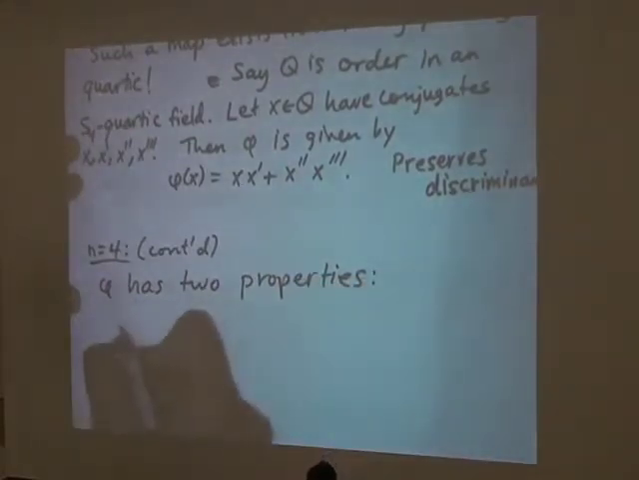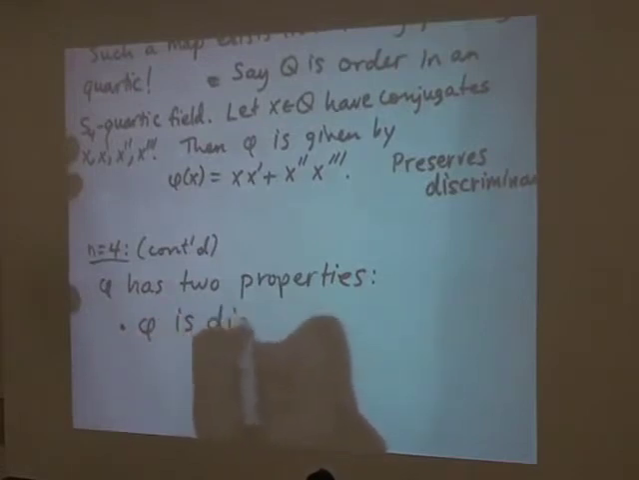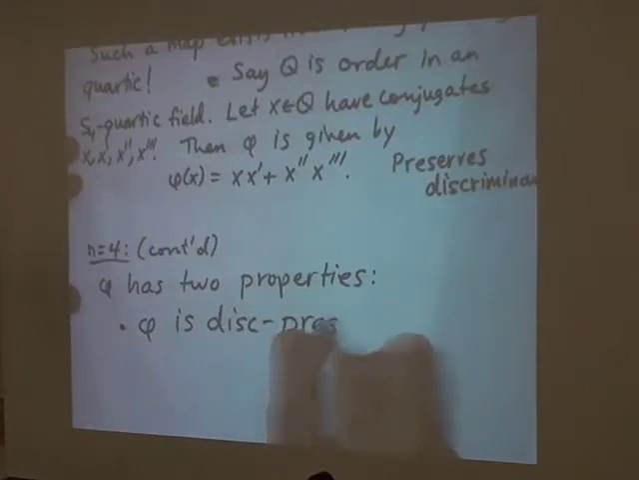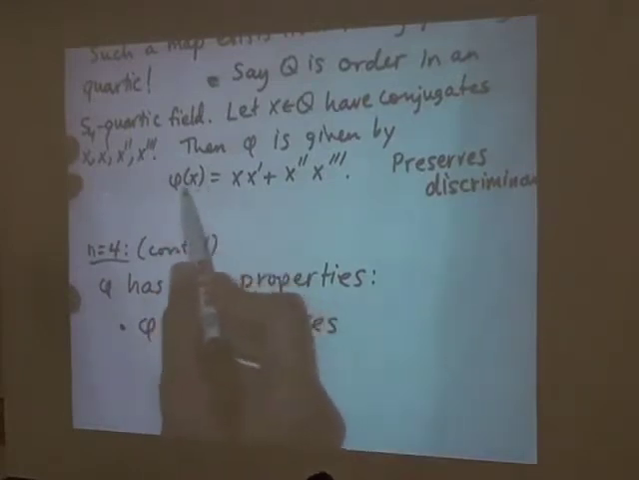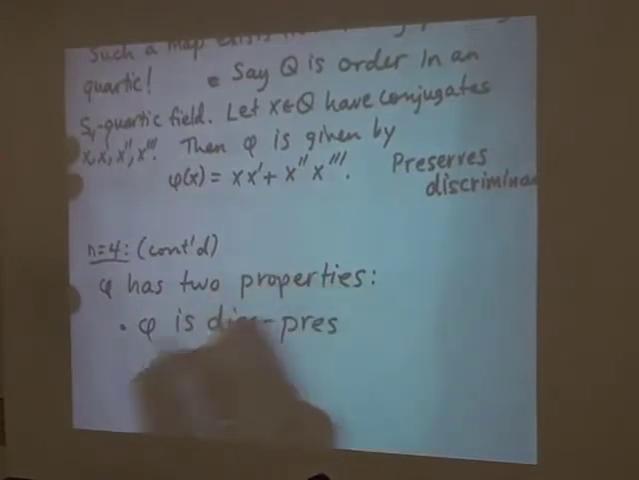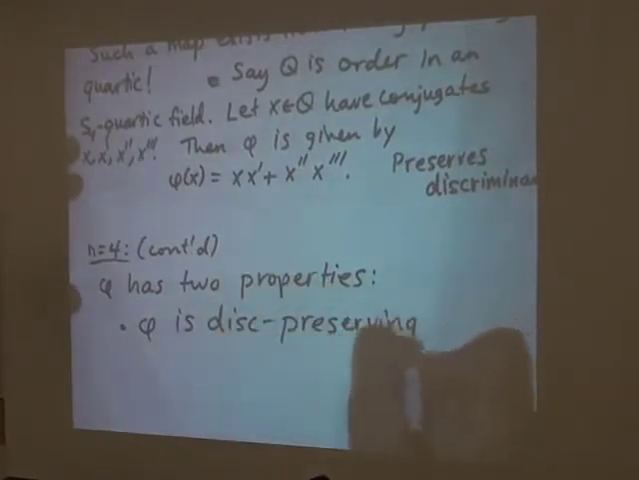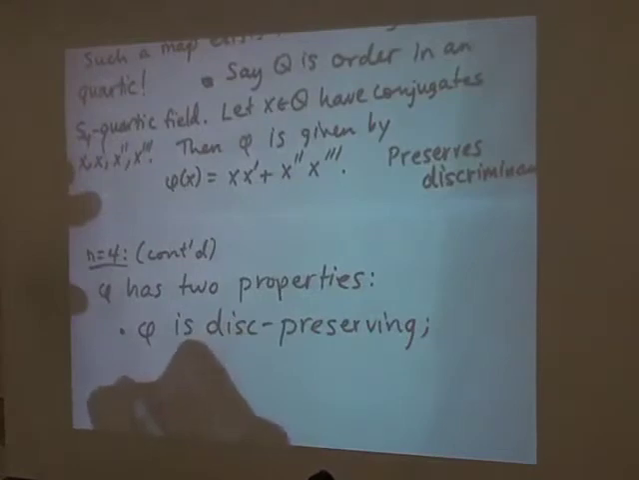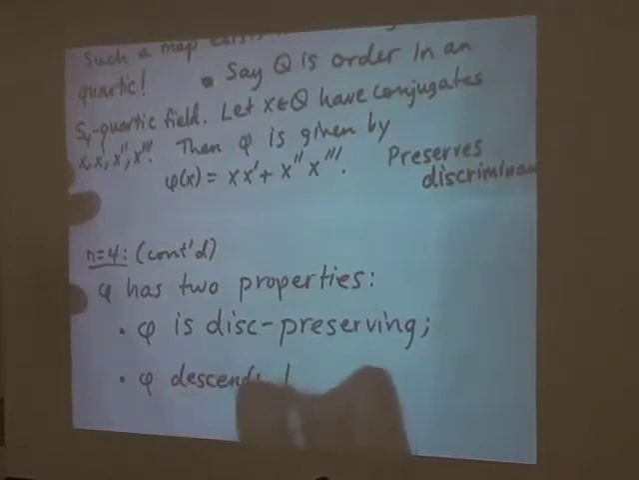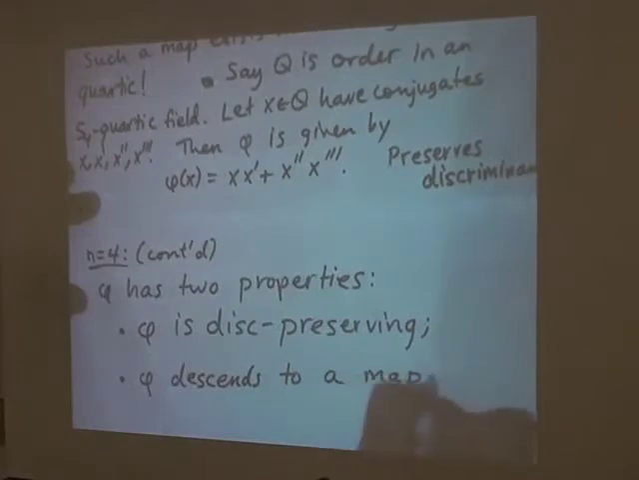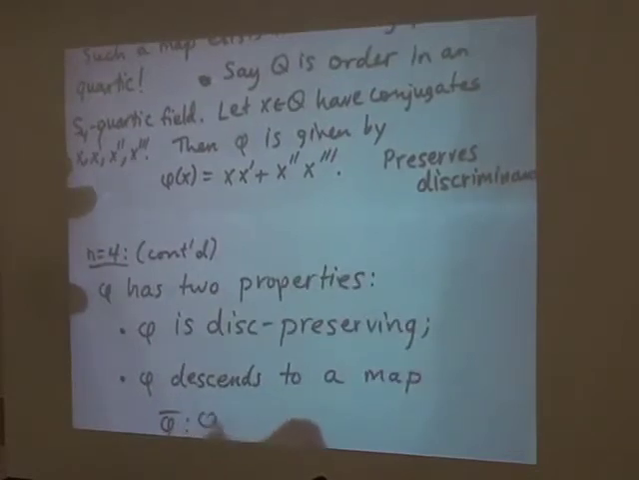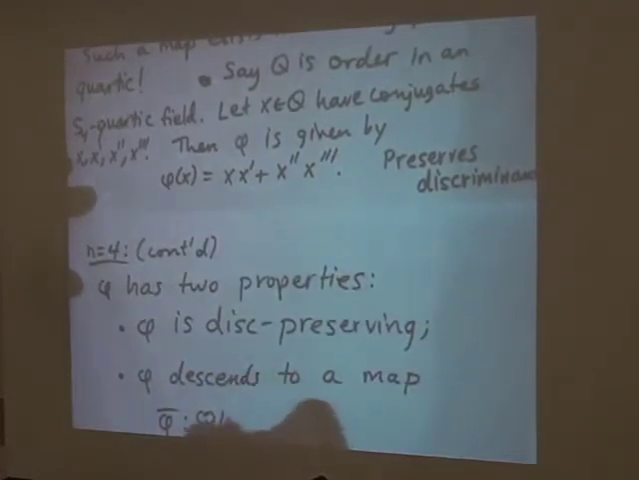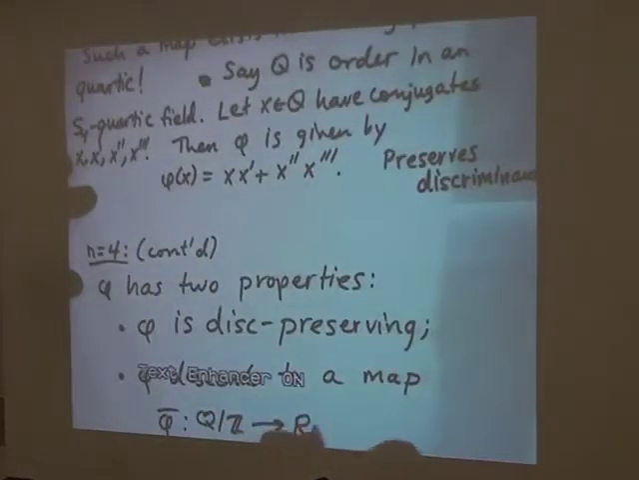So phi has two properties, namely, phi is discriminant preserving. Just like we had in the cubic case, going from the cubic ring to the quadratic resolvent, here we have a map from a quartic ring to a cubic ring, and that map is discriminant preserving. In other words, the discriminant of phi of x is the discriminant of x. And the other point is that phi, again, descends to a map modulo Z. So it descends to a map phi bar from Q mod Z to R mod Z.